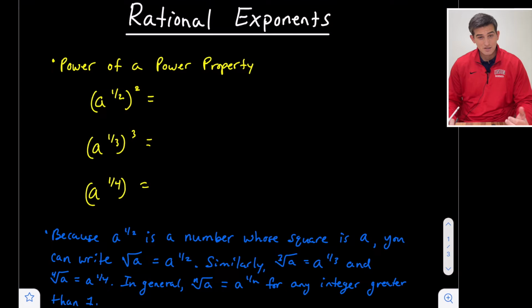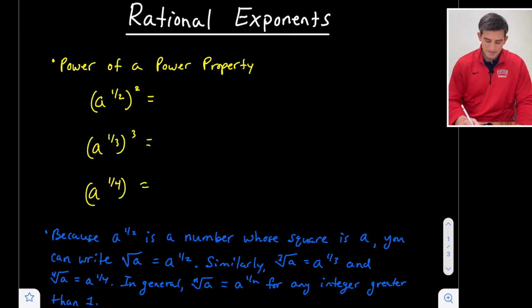The one we're going to focus on in this video is called the power of a power property. I referred to that one in the video as PPP, telling me that when I see two powers next to each other, I'm going to take the product of those powers. So power product. Let's use that to help illustrate our rational exponents. Let's say we have a to the 1/2 power, and we're going to raise that to the second power, so we're going to square it.